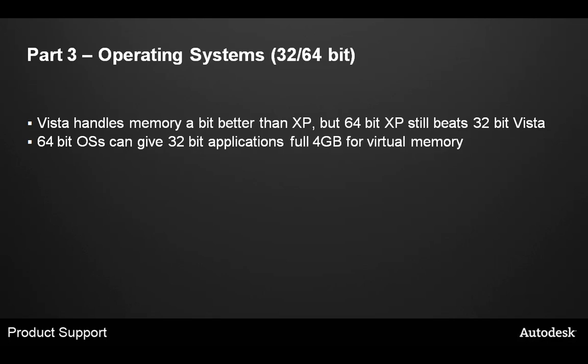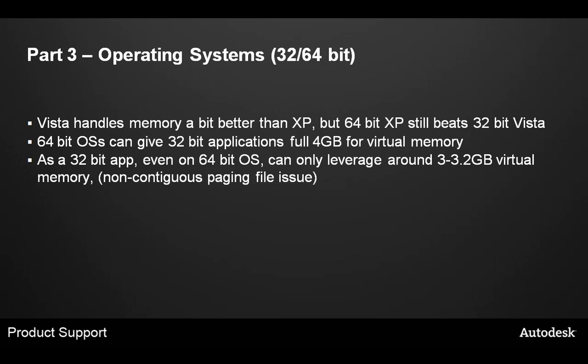Another thing is a 64-bit operating system can actually give a 32-bit application a full 4 gigabytes of virtual memory usage. So remember, before we talked about the default for a 32-bit operating system is that 2 gigabytes are reserved for the operating system processes and 2 gigabytes are used for the application. A 64-bit operating system, if you have more RAM than 4 gigabytes, so more RAM overall, is going to be able to allow the application to actually grab that full 4 gigabytes.